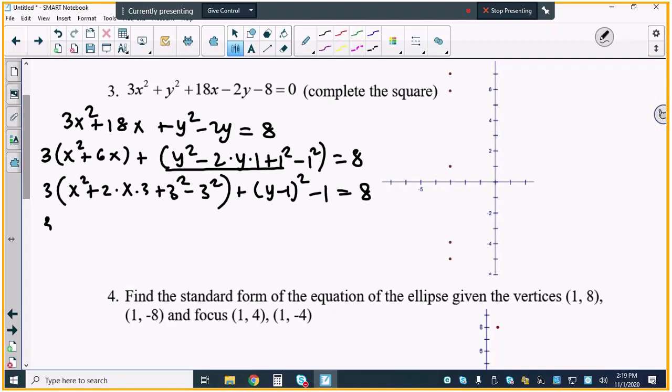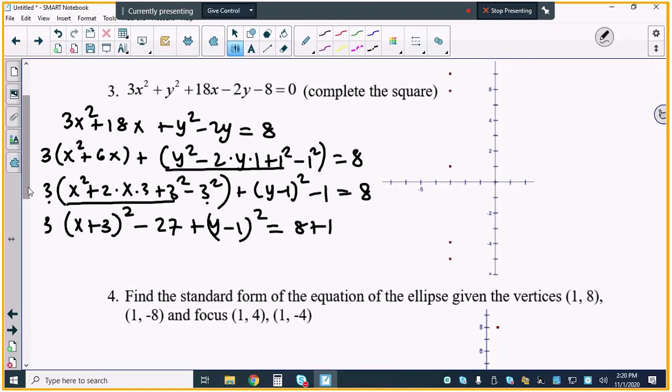So you get 3 times, again, these is going to be x plus 3 whole to the power 2. Then I have minus 9, but then you have this 3 outside, so 3 times minus 9 is minus 27, plus y minus 1 whole squared is equal to 8 plus 1. I took that minus 1 by adding on both sides. Now I'm going to do the same, I'm going to add 27 on both sides. So 3 times x plus 3 whole to the power 2 plus y minus 1 whole to the power 2 is equal to 9 plus 27.